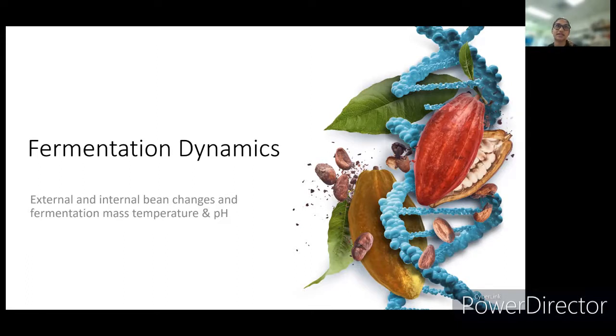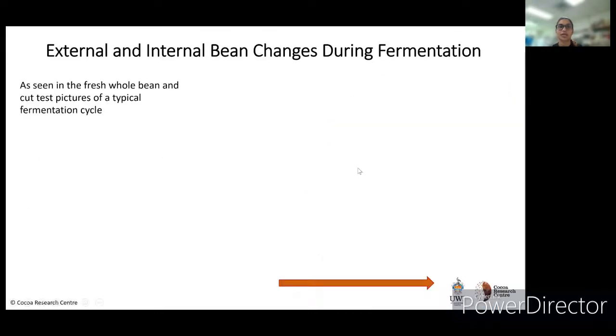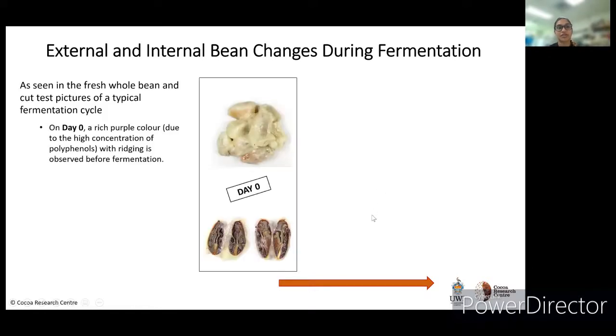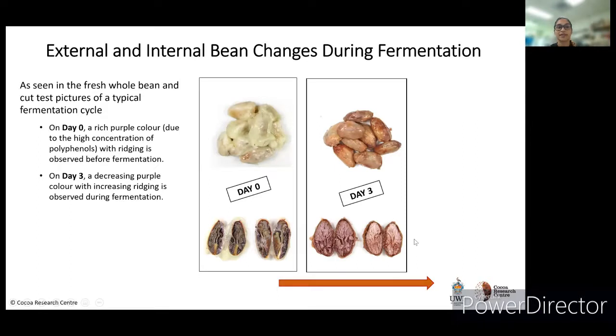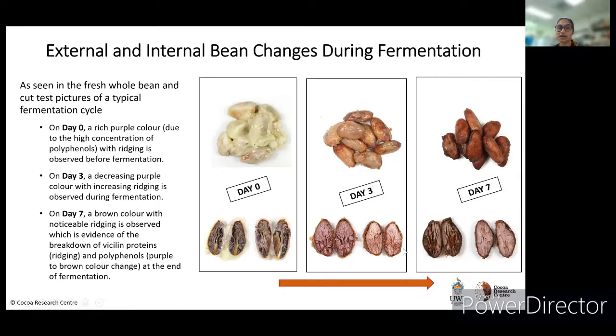I want to look at the external and internal changes to the beans during fermentation, in addition to the changes in fermentation mass, temperature, and pH as fermentation evolved. As seen in the fresh whole bean and cut test pictures of a typical fermentation cycle, on day 0, a rich purple color due to the high concentration of polyphenols with rigin is observed before fermentation. On day 3, a decreasing purple color with increasing rigin is observed during fermentation. And on day 7, a brown color with noticeable rigin is observed, which is evidence of the breakdown of the vicilin proteins and polyphenols at the end of fermentation.